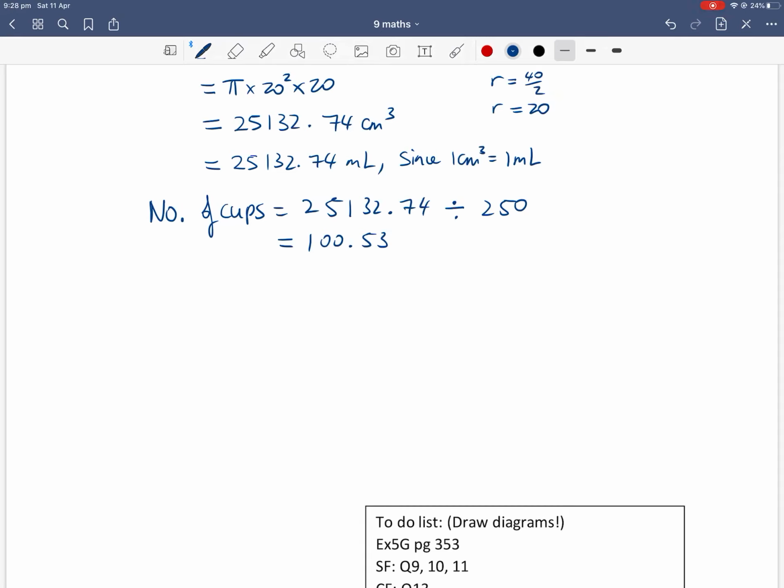So this is saying that we can fill 100.53 cups. Now, it really doesn't make sense to fill only 0.53 of a cup at a party. So really, we can only fill a total of 100 cups. We're going to approximate this and round down to 100. It doesn't make sense to leave the poor person with only half a cup of juice to drink. So, sentence conclusion: therefore, Jenny can fill 100 cups of juice.